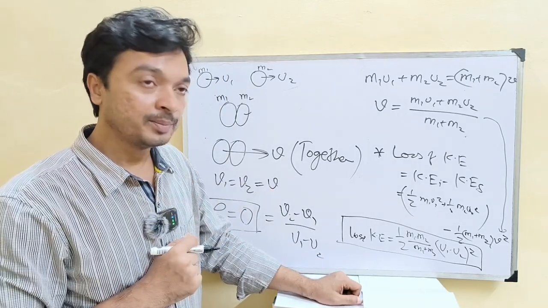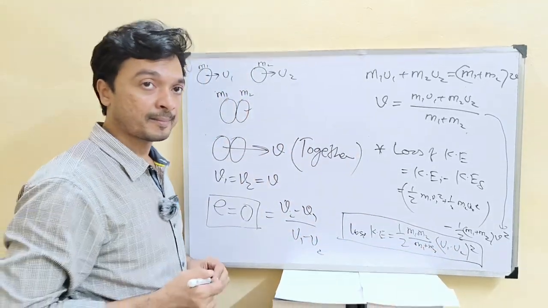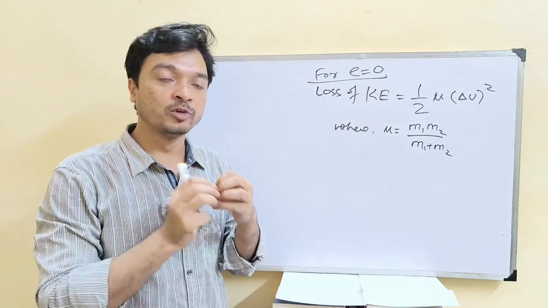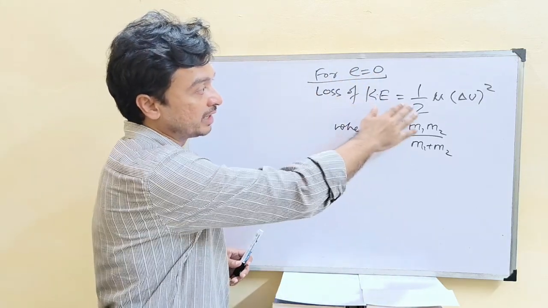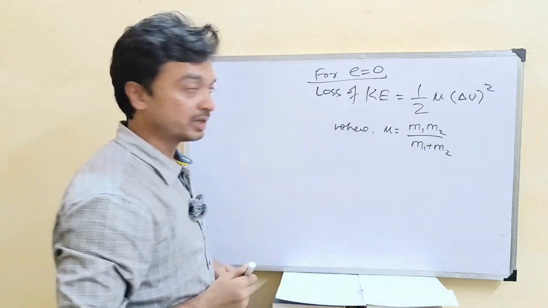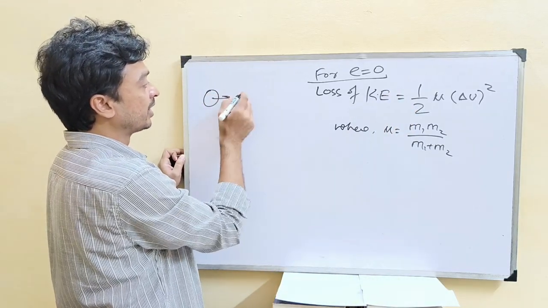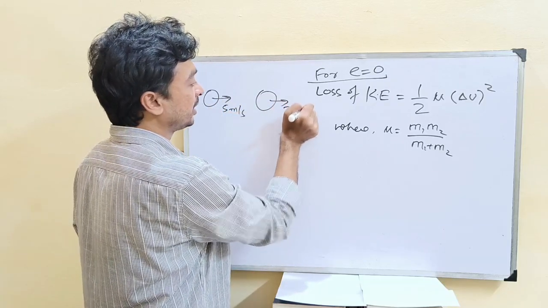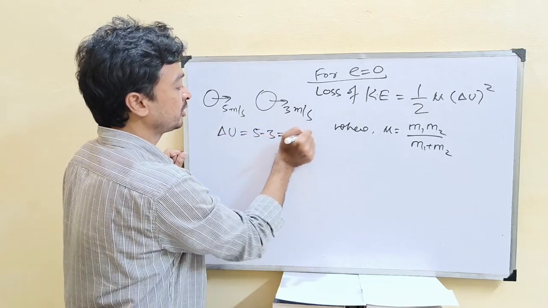You can write it as mu, and this u1 minus u2 you can write as delta u. Okay, like this. So for a perfectly inelastic collision, both objects will move with common velocity together. For that, E is equal to 0. The loss of kinetic energy is half mu delta u square, where mu is the reduced mass m1 m2 divided by m1 plus m2. Suppose one object is moving with 5 meter per second and the other with 3 meter per second in the same direction. For this, delta u will be 5 minus 3, that is 2 meter per second.